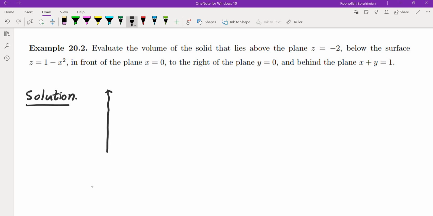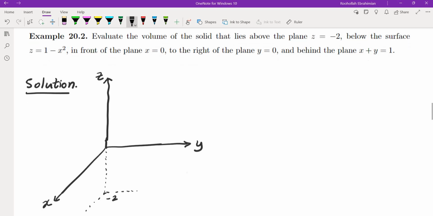Okay, so the very first thing we want to do is to draw a diagram for the solid. And the next thing we're going to do is to draw the projection onto the xy plane. So this is the x-axis, this is the y-axis, this is the z-axis. Okay, so the first thing is above the plane z equals -2. So z equals -2 is down here, and it's above this plane.